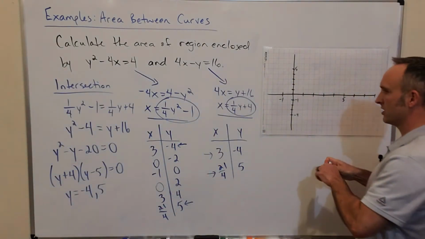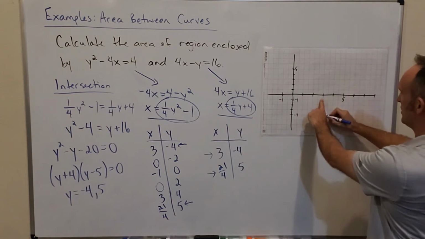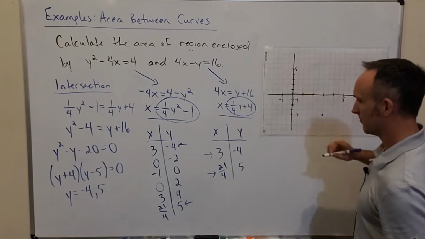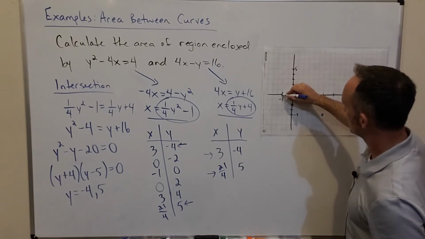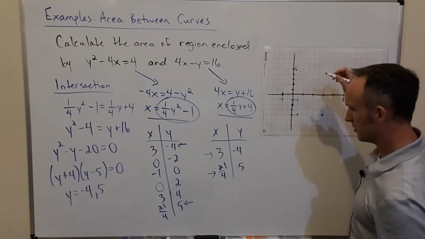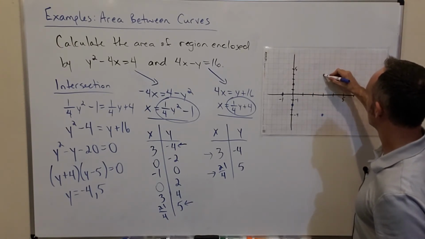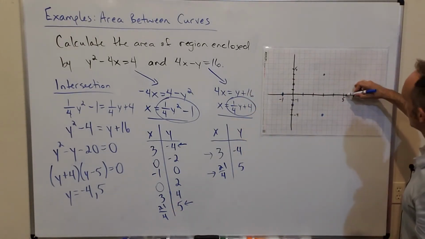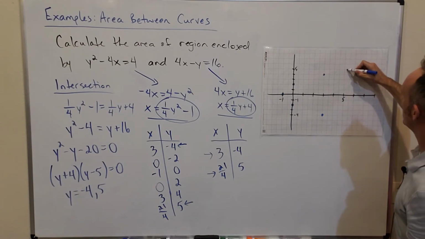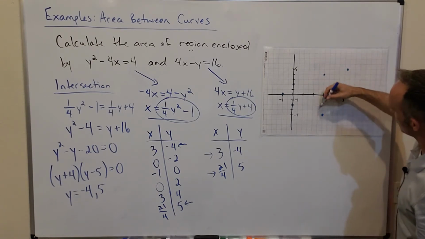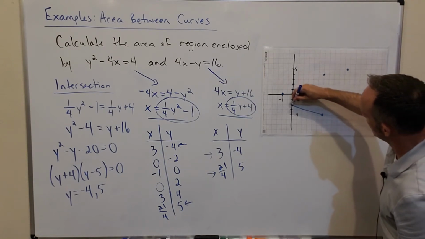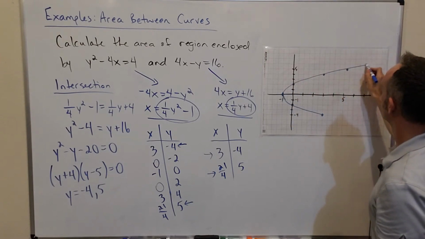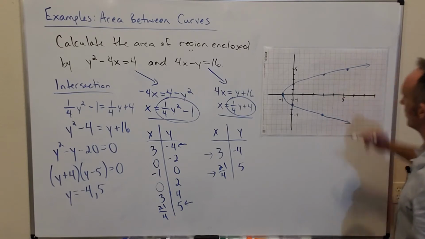So the parabola first, 3, -4 is right there. 0, -2 is right there. -1, 0, 0, 2, 3, 4. And this is 5.25. So that's like right here and there. Okay? So this is our parabola as we talked about earlier. It opens horizontally, it actually opens to the right. Okay? So there's the parabola, roughly.